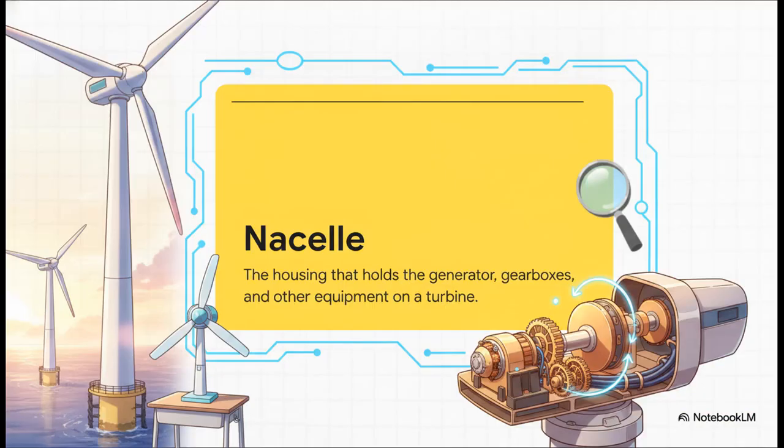Moving right along to Section 2, Anatomy of a Turbine. The absolute most critical component you need to know about is the nacelle. Whether we're looking at a small classroom model or looking at CGI revealing the internal operations of a grid-connected behemoth, the nacelle is the heart of the machine. It sits right at the top of the tower, and it houses the generator, the gearboxes, and all the crucial equipment that magically converts rotational motion into usable electricity.